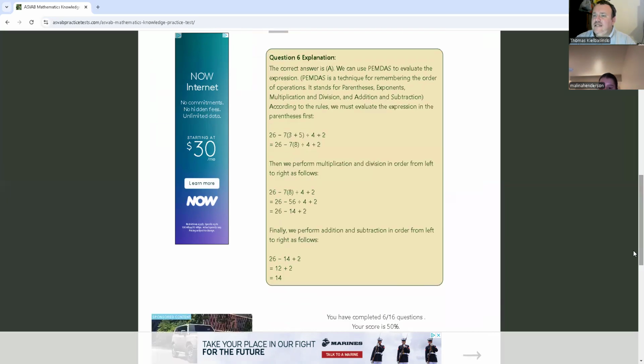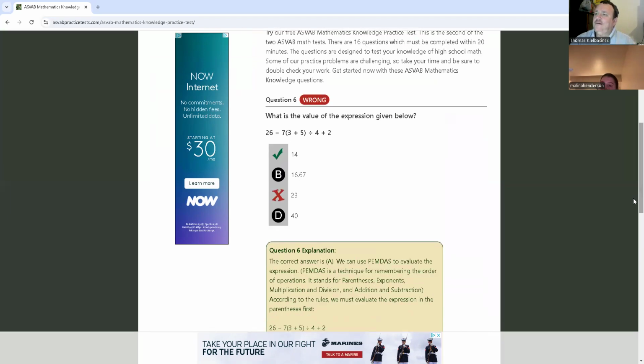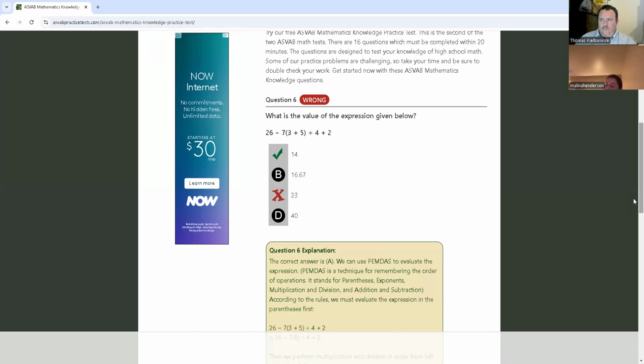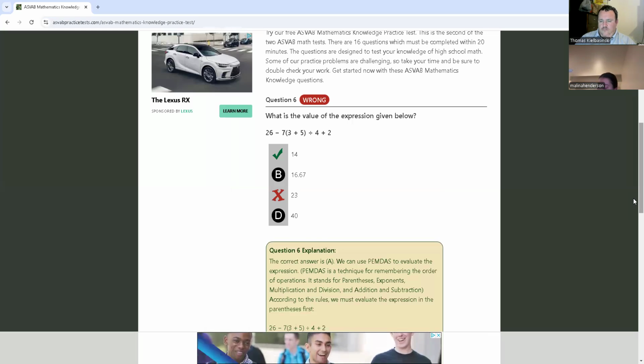It's relatively simple. So what exactly made you think it was 23? I just distributed. So I did negative 7 times 3, negative 7 times 5. I think it was kind of messy the way I did it and I got it messed up. So I had 26 minus negative 21, minus negative 35.